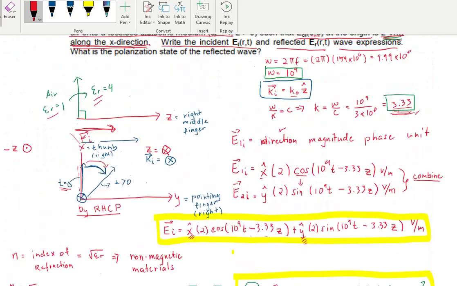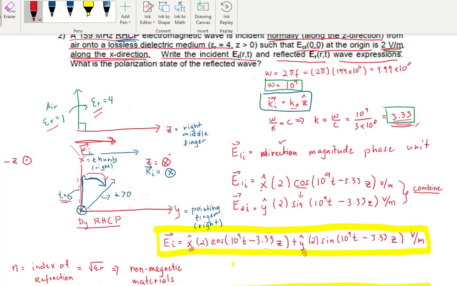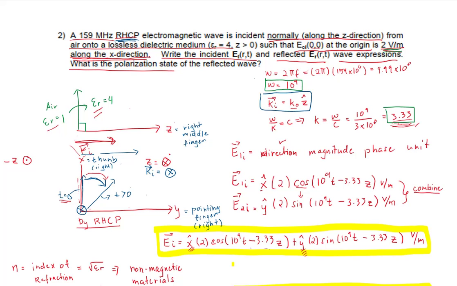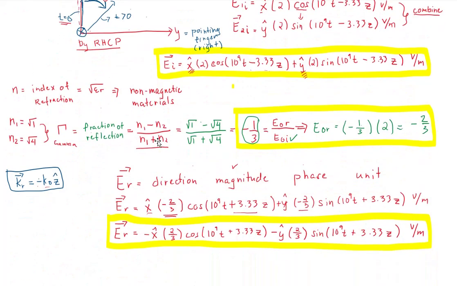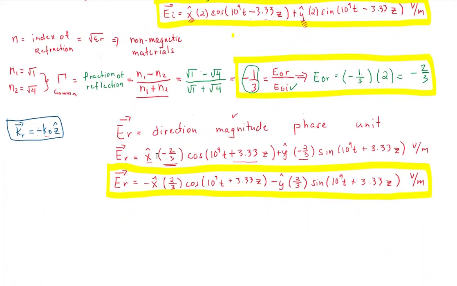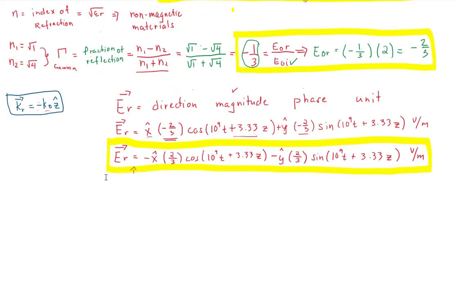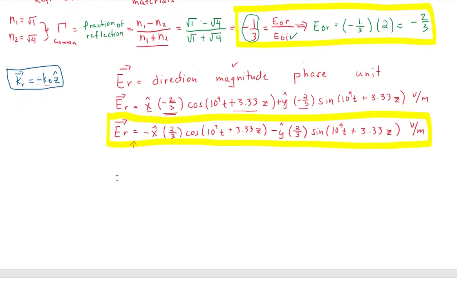Now, are we done? Almost. We just need to answer this final question. What is the polarization state of the reflected wave? Is this RHCP or LHCP? So let's draw it over here. Let's draw it big. We have our positive x, positive y, negative x, negative y.